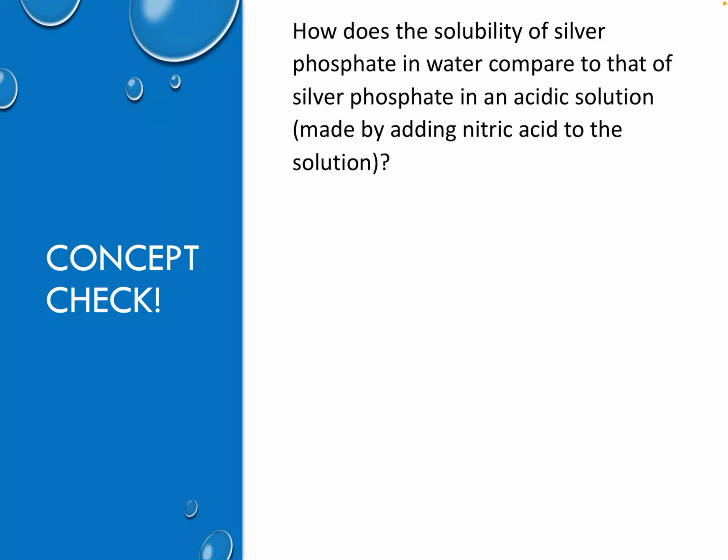Okay, so let's go ahead and think about this. So silver phosphate in water, right, we could go ahead and calculate that. But silver phosphate in acidic solution, that's really what we want to know. Again, the acid is not going to affect the silver, that's just a metal, but the phosphate can add a hydrogen and make HPO4 2-, right? Again, remember, this is all coming from phosphoric acid, which is a weak acid.